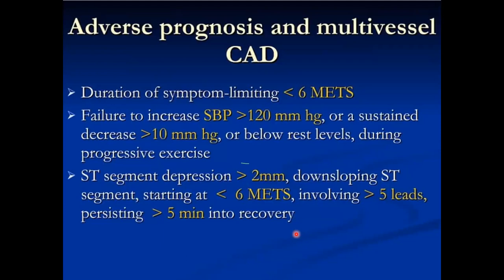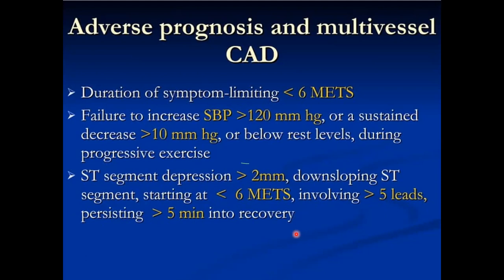Then the adverse prognostic indicators include duration of symptoms. By the time you're having a duration of symptoms that is actually limiting at less than 6 minutes, this connotes adverse prognosis and the presence of multivessel coronary artery disease. And/or there's a failure to increase systolic blood pressure above 120, or there's a sustained decrease of more than 10 millimeters of mercury during this exercise. Or you're beginning to have ST segment depression more than 2 millimeters, in more than 5 leads, and it's persisting greater than 5 minutes into the recovery period.